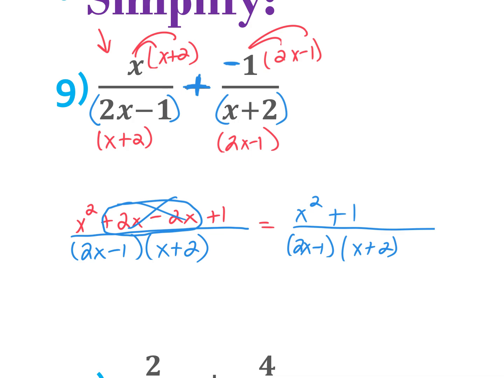What are you going to factor it into, guys? X plus 1, x plus 1. When you multiply that together, you get x squared plus 2x plus 1. Is that the difference of squares? No. Yes, they're both squares, but is there a minus sign in the middle? No, so just leave it, just like that.